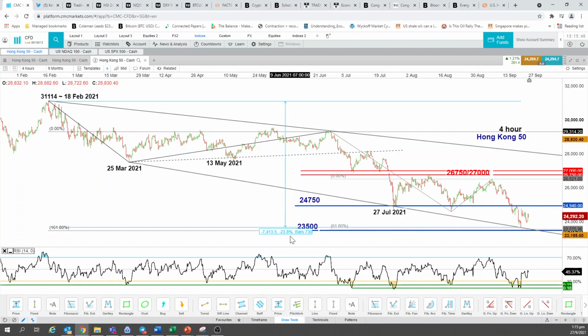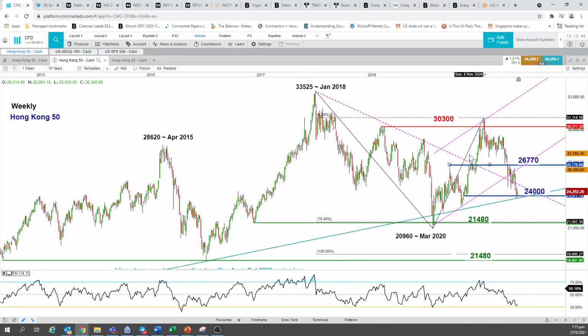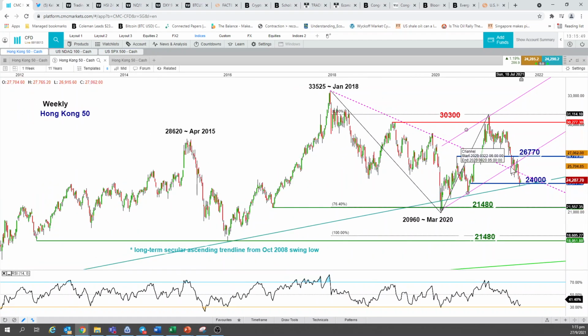23% or 24%. So if you look at the longer term picture, I'll show you the weekly chart. Why did we turn neutral last week? Because, number one, definitely it's bearish. It broke below this ascending channel from the March low this year.